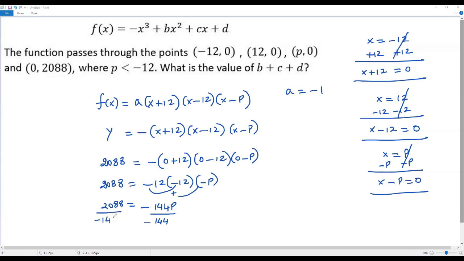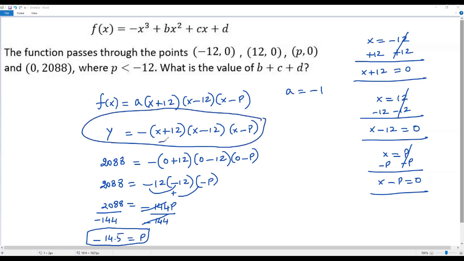So this negative 144 and this negative 144 will cancel out. When I divide 2088 by 144, I am getting 14.5. And here we have negative, that should be taken over here. Here on the right side, we just have p. So now I got the value of p, that is negative 14.5. Now I have to plug in p equals negative 14.5 into this step.